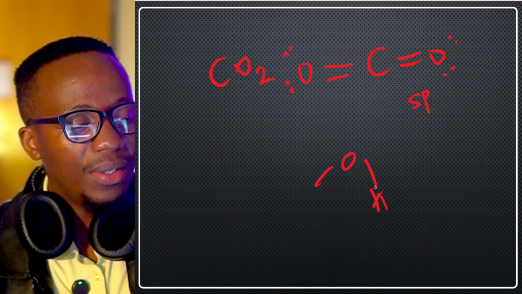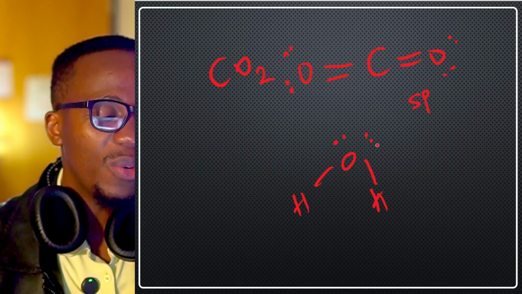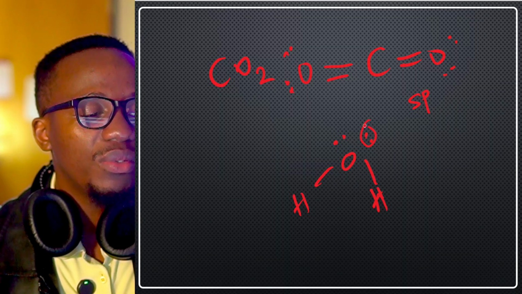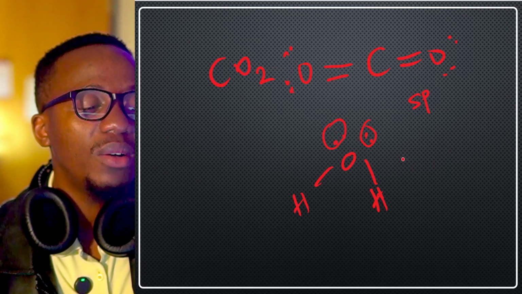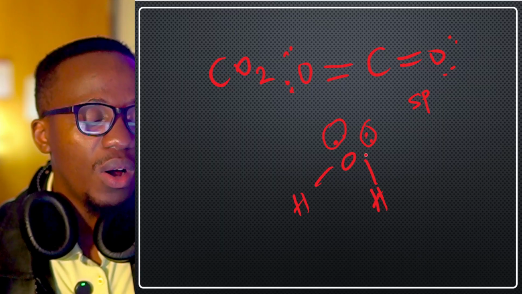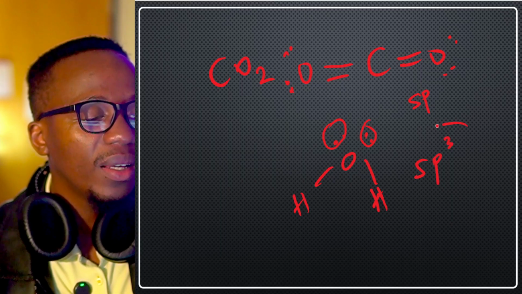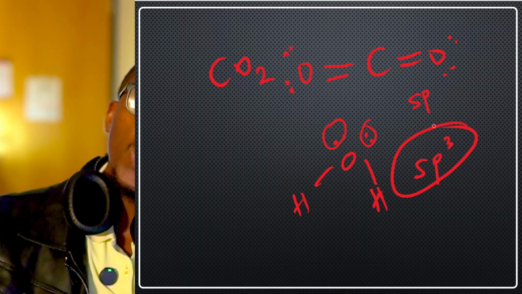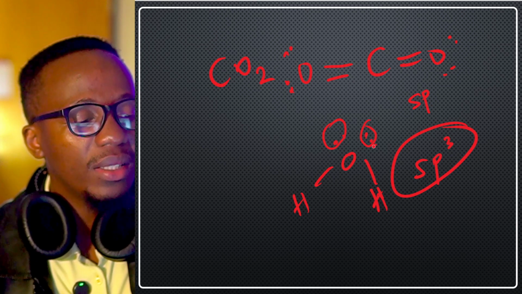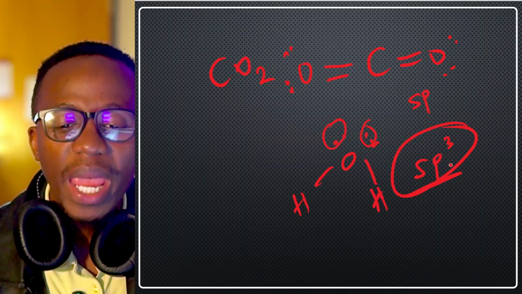How about water? Oxygen, hydrogen, hydrogen, right? I want you to pay attention. How many things are around oxygen here? Even though it's two atoms, you also have two pairs. We still count them when it comes to this. So water is bound to four things and it's sp3. So remember, electron geometry counts the pairs, so hybridization level also counts the pairs.